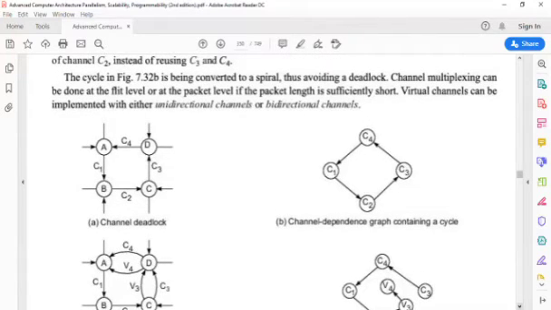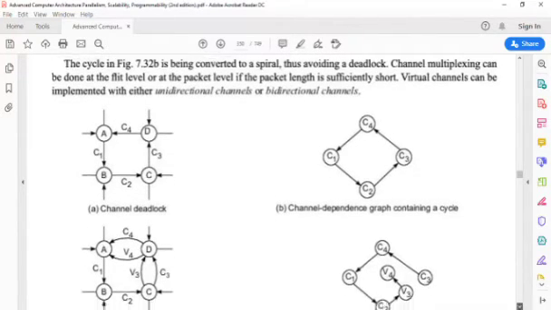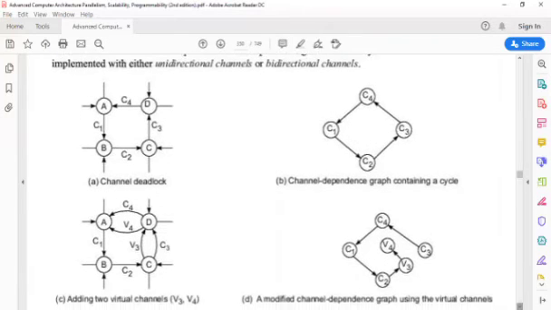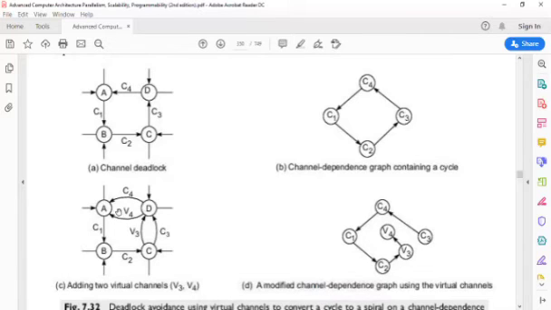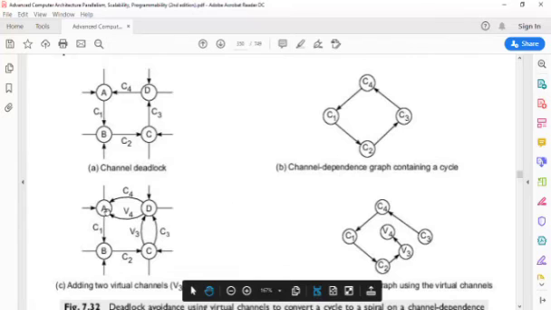To avoid this deadlock situation, we have to use channel multiplexing at the flit level and the packet level. That is, virtual channels can be implemented to avoid this deadlock situation. In figures C and D, we see how to avoid this deadlock between the channels. Here we introduce two virtual channels, V3 and V4. Using these virtual channels, the original physical channels C3 and C4 get free, and the deadlock is avoided.